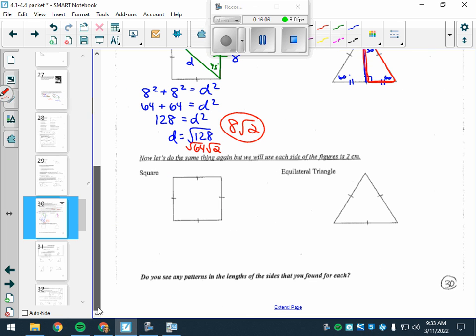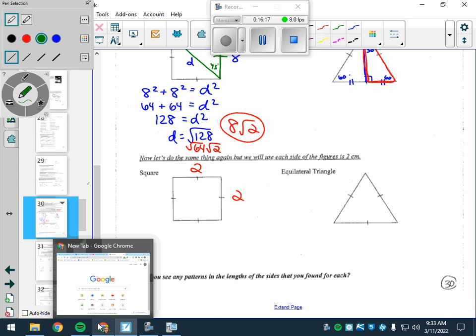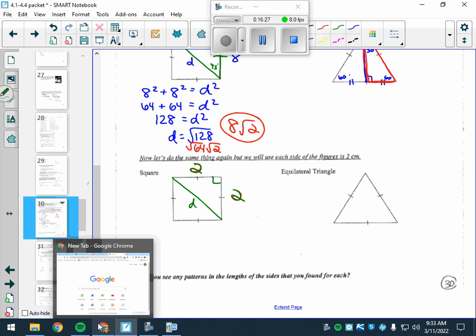Let's do it again down here with another square. This time each side is 2 centimeters, or whatever it is. We're going to cut it in half diagonally again and find D. I'm going to let you guys do that. Pythagorean theorem. Calculate what D would be.